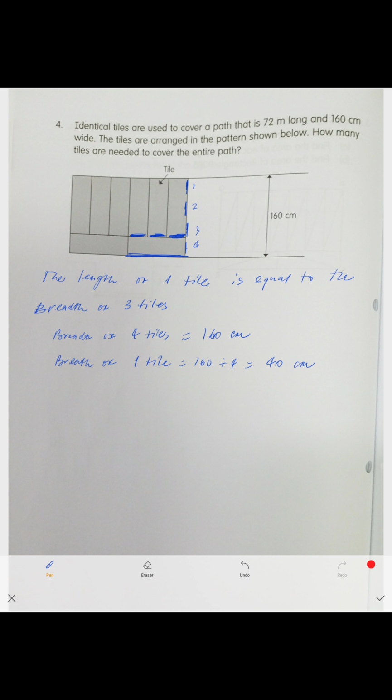Okay, the length of one tile then is 3 times that. 40 times 3, 120 centimeters. And the length of one section, what is the length of one section?